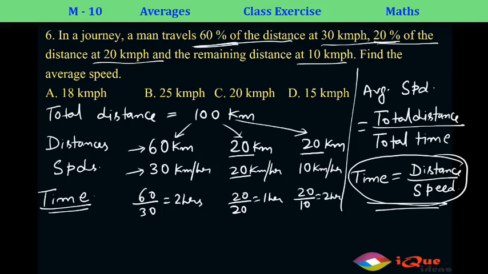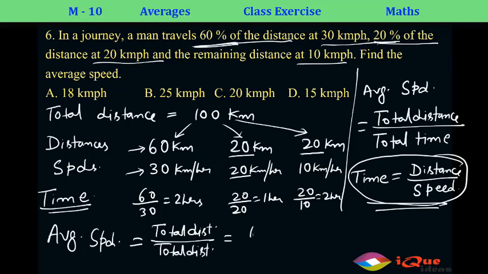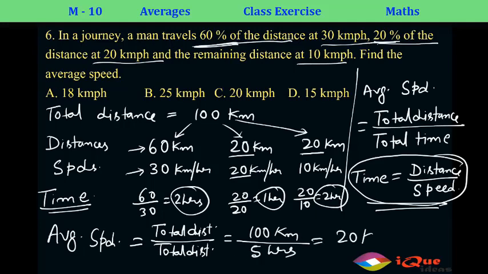Alright. Now, our question says the average speed for the entire journey. So, total distance divided by total time. As you can see in this case, the total distance we had taken to be 100 kilometers and the total time is 2 hours plus 1 hour plus 2 hours. So, 2 plus 1, 3 plus 2, 5 hours. So, 100 by 5 is 20. So, the final answer is 20 kilometers per hour. This is the average speed for the entire journey. So the option C is the correct answer.